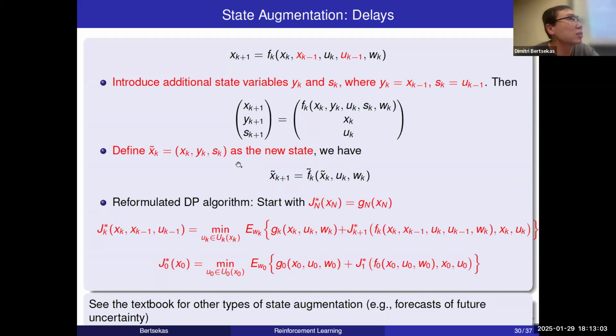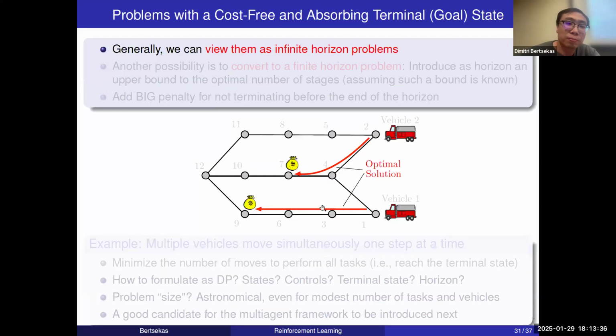Fortunately, the state augmentation does not affect the approximation in value space methods we discussed, because in the approximation in value space method, we only operate on the current state in the online operation, right? In the online play operation, we only look at the current state and do the minimization. So the state augmentation technique does not impact the approximation in value space method negatively in terms of computation.